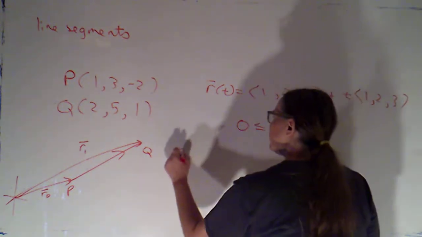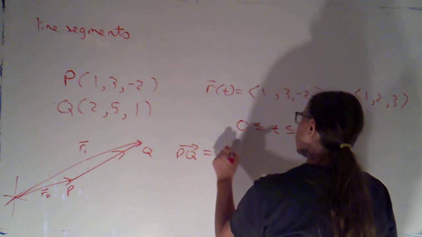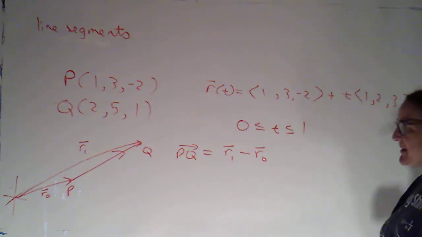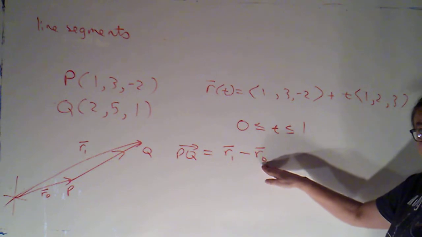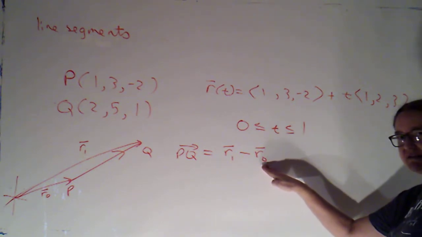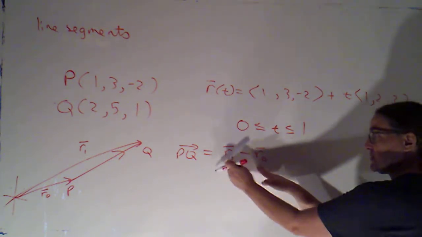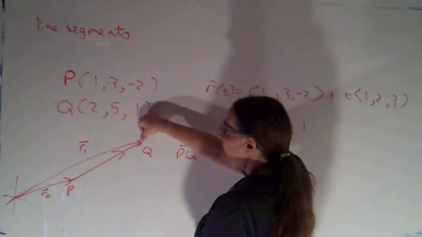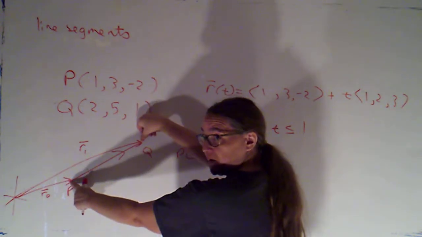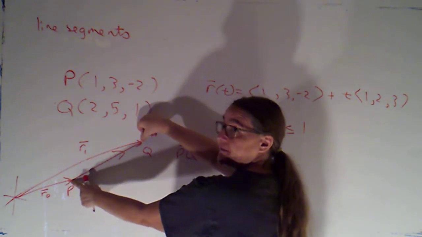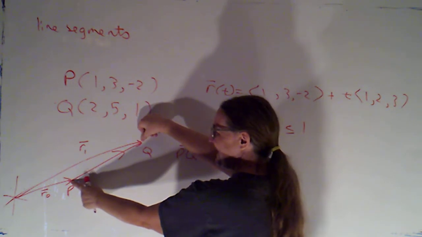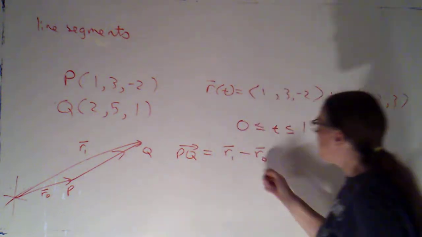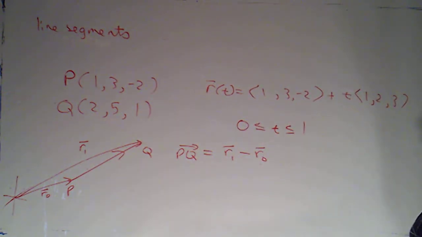But then I can say that PQ is the same as r1 minus r naught. Because remember, when I subtract vectors, we don't really talk about subtracting points, but I can subtract vectors, and I'm here subtracting the position vectors for the points P and Q. Okay. r1 minus r naught would be the vector that points from the tip of the one I'm subtracting, the tip of r naught is P, to the tip of the one I'm subtracting it from, and the tip of r1 is Q. So I can write my direction vector that way.